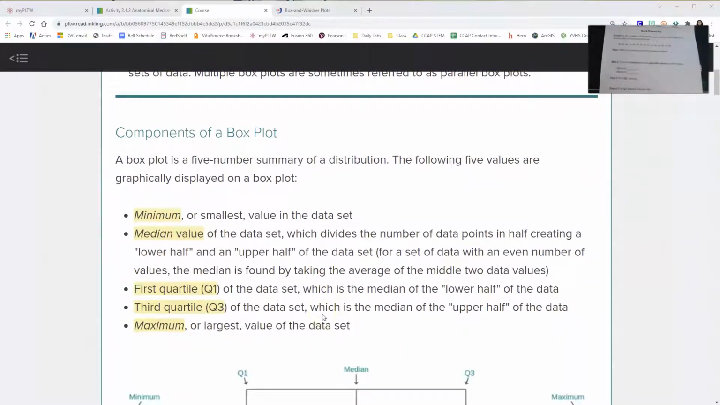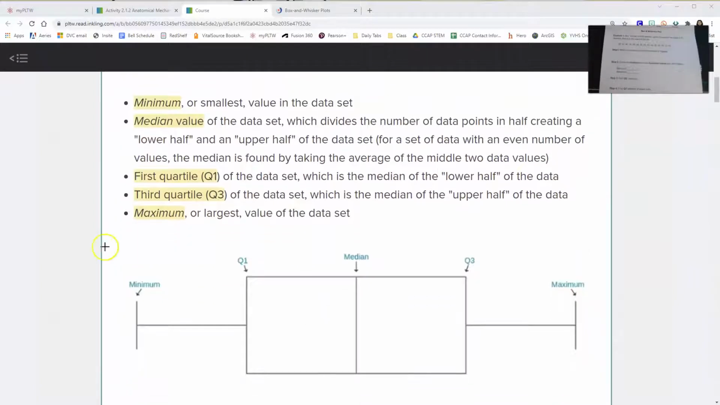Now there are different components of a box plot. The first component is the minimum. The minimum is the smallest value in the data set, the smallest number in the set of data that we got. The maximum is the largest value of the data set. The median value is the number that's in the middle of the set of numbers that we got. Here is the minimum, which is represented by a whisker, and here is the maximum, which is also represented by a line in the whisker. The median is represented by a line in the middle of a box.